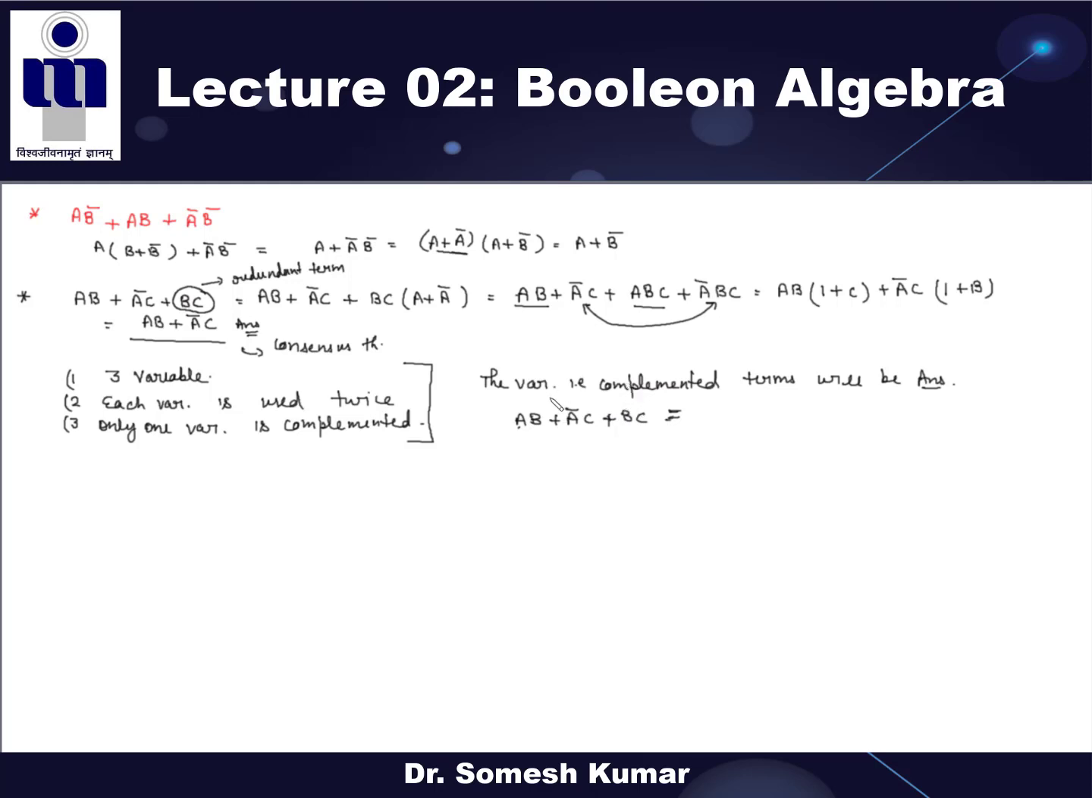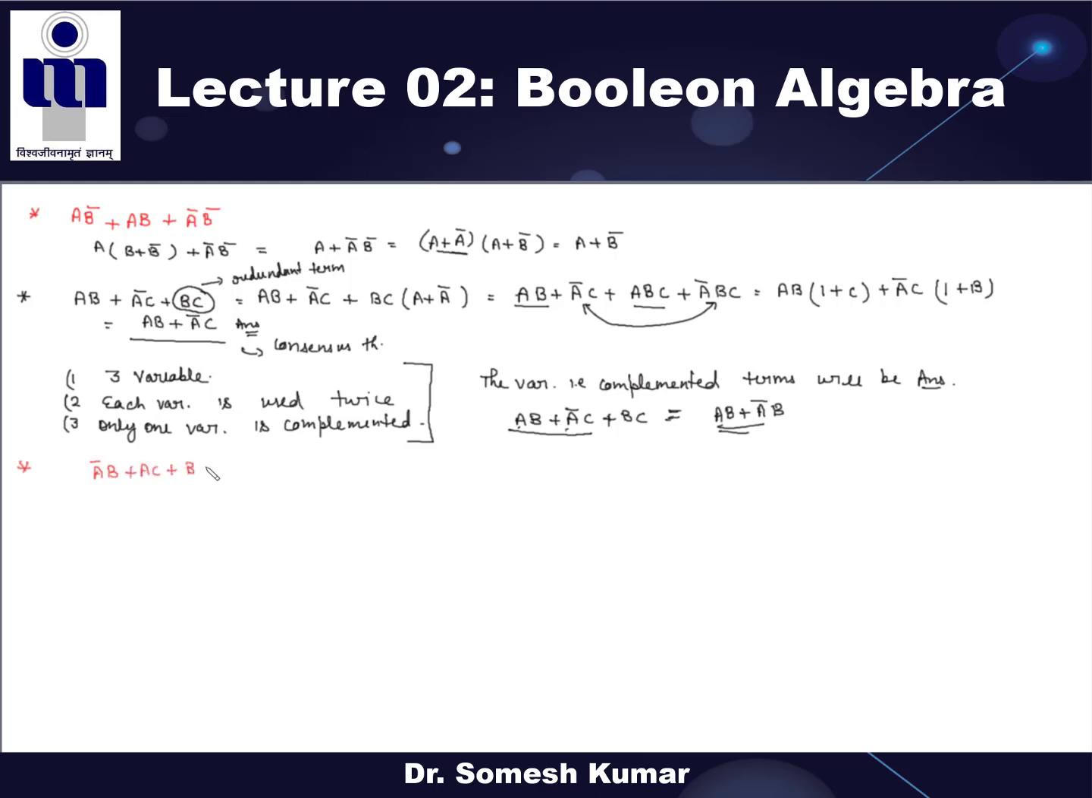So from here, A is the one complemented term. So what is the answer? The answer is the terms containing the complemented variable. A is complemented, so the terms which contain the A variable are the answer. Here A is there, and in this also A is there, so this is the answer. I am giving similar examples.